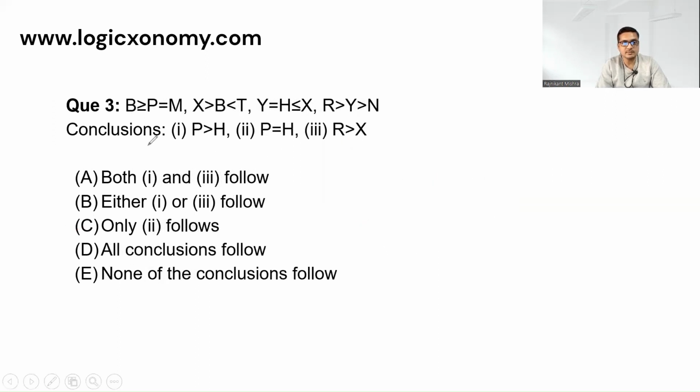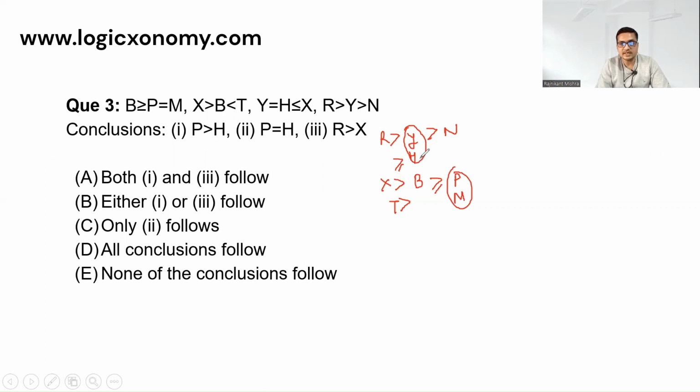Question number 3. This is a statement. These are the conclusions. Again, write down all the terms in descending order. B is greater than or equal to P and P is equal to M. X is greater than B and B is less than T. X is greater than or equal to H. And H is equal to Y. R is greater than Y and Y is greater than N. P is greater than H.